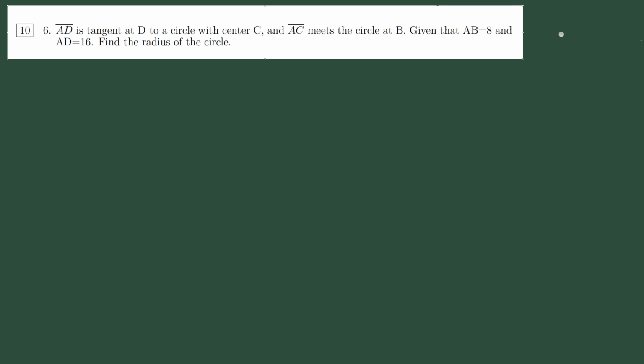Problem number 6. In problem number 6, they're telling us that AD is tangent at D to a circle with center C, and AC meets the circle at B. Given that AB is equal to 8 and AD is equal to 16, find the radius of the circle.